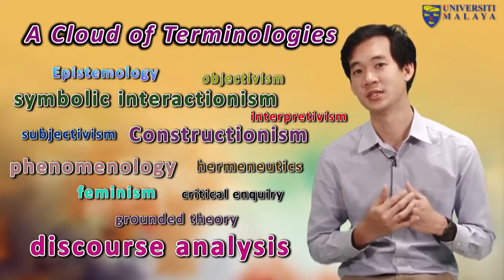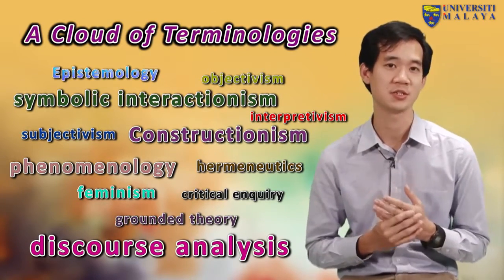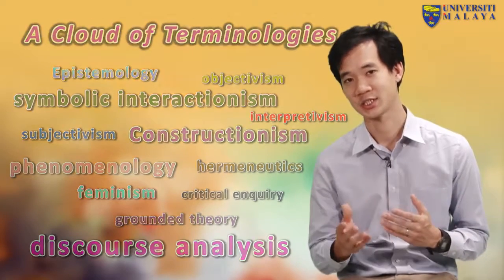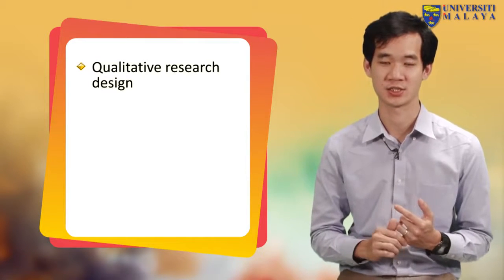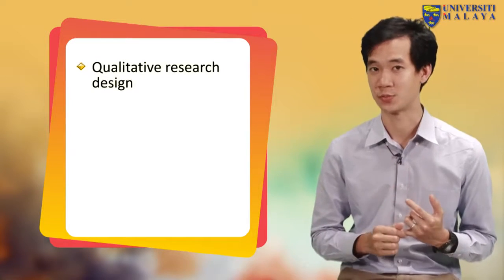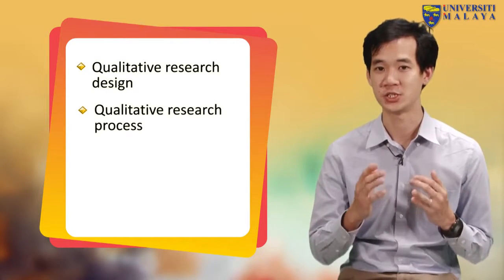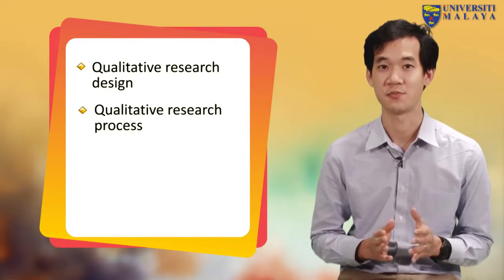So when it comes to us doing qualitative research, what are the key components in qualitative research? In this following section, we will look at three things. The first would be qualitative research designs and how to choose an appropriate one. The second would be the qualitative research process, and the third one would be qualitative methods.